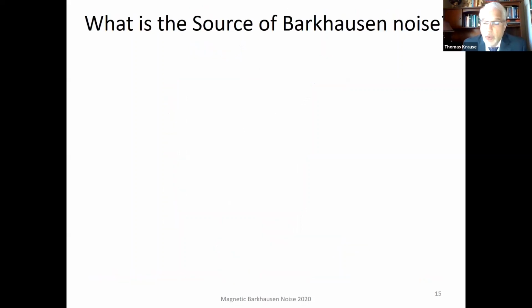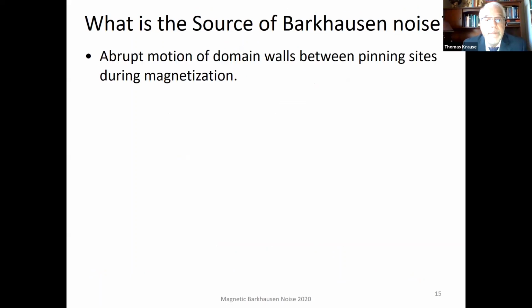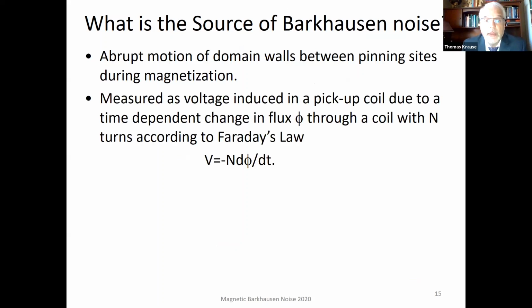So then what is the source of magnetic Barkhausen noise? Well, it's the abrupt motion of domain walls between pinning sites during magnetization, as I explained. We can measure that abrupt motion by picking that signal up through a pickup coil, and according to Faraday's law, V is equal to minus N dφ/dt.